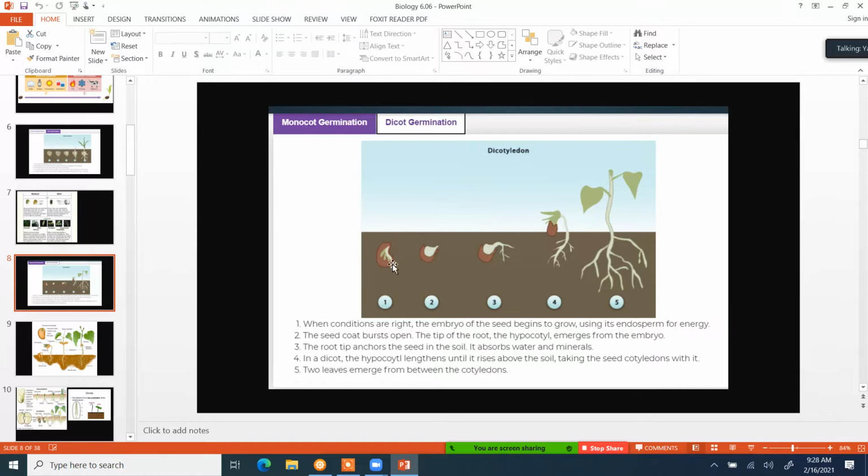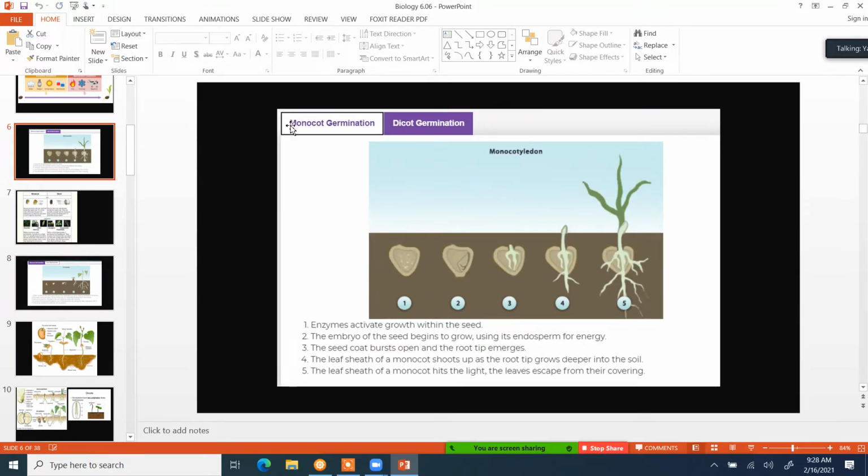Wait, hold up. We just read dicot. Isn't the dicot the one where... no, this is the monocot. Oh, okay. I was confused because I remember we were reading that monocot has the endosperm, and the dicot doesn't. Right, this part showed a difference. I was confused for a bit.